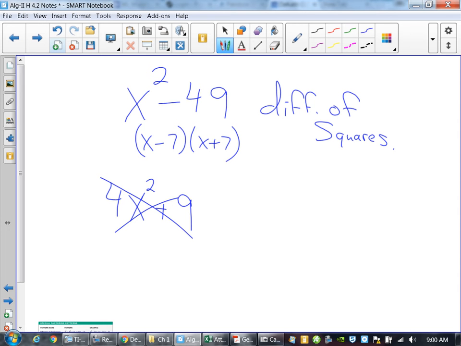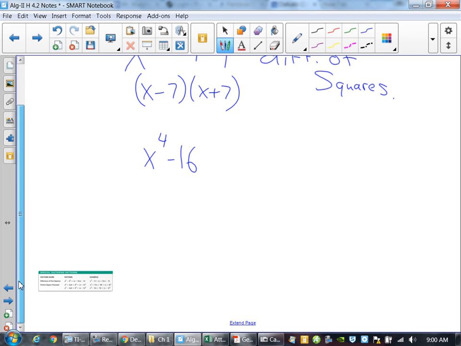What if you had this? Let's see if we can figure this one out. Is x to the 4th a perfect square? Yes. Is 16 a perfect square? Yes. Is that a subtraction symbol? Yes. So that means this could break down into x² minus 4, x² plus 4.